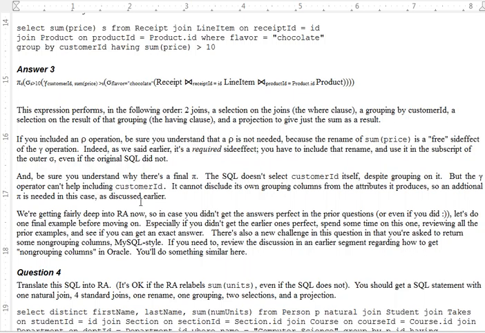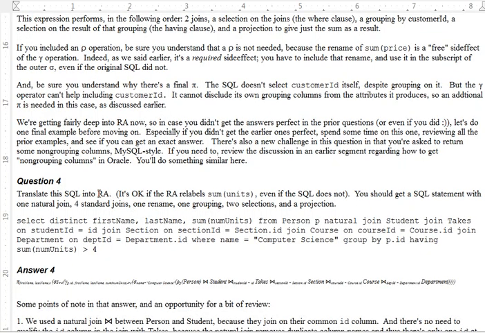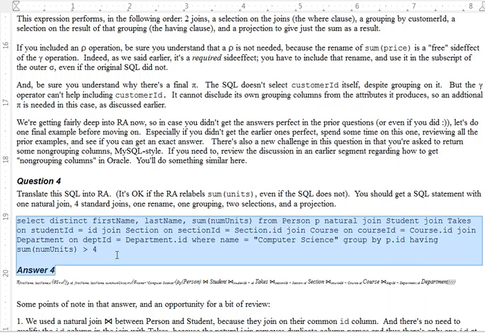There's also a new challenge in this question in that you're asked to return some non-grouping columns, MySQL style. If you need to, review the discussion in an earlier segment regarding how to get non-grouping columns in Oracle. You'll do something similar here. So with all that, translate this SQL into relational algebra. And it's okay if the RA relabels sum of units, even if the SQL does not. You should get an expression with one natural join, 4 standard joins, one rename, one grouping, 2 selections, and a projection.